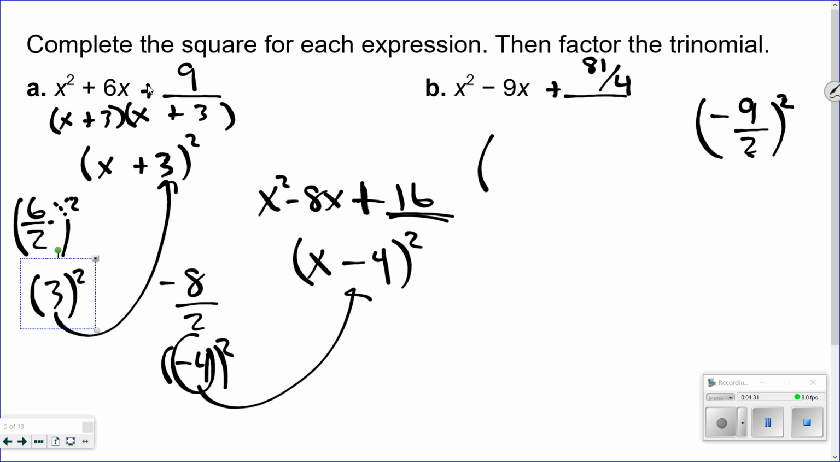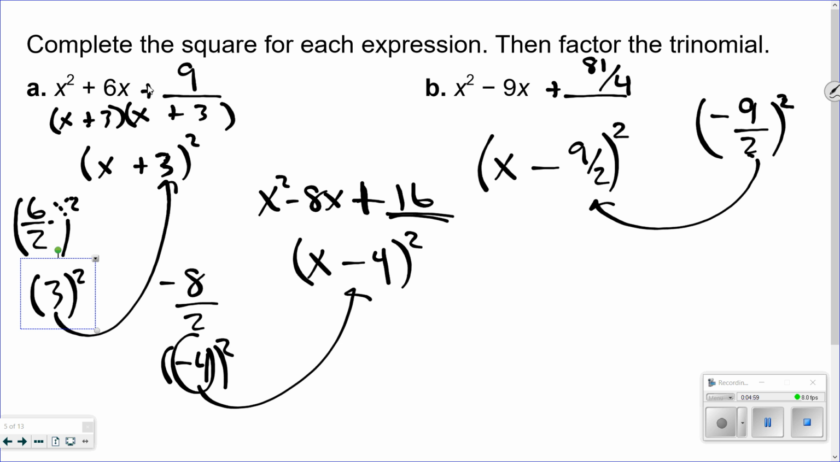Now I want to factor it. I know it's a perfect square because I made it a perfect square. Go ahead and factor it. The x goes here, and whatever's in your parentheses goes right here. So it factors to be x minus 9 halves squared. This process we're doing is called completing the square. It's taking a quadratic and adding a number to it to make it into a perfect square, so that when you factor it, you get a perfect square as it comes back out.